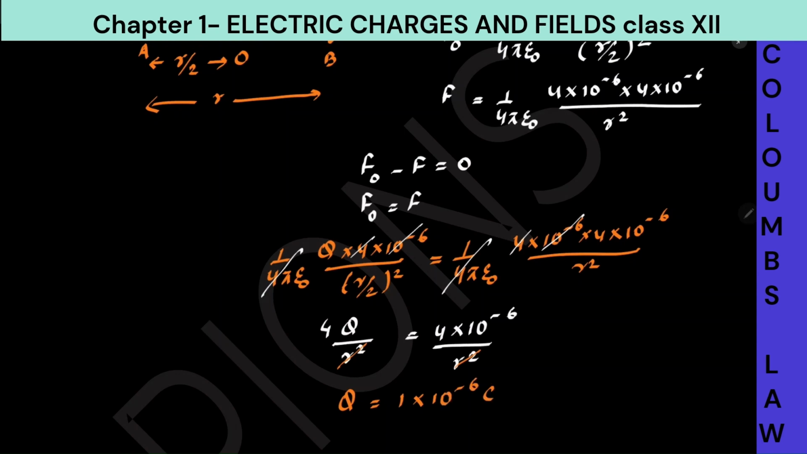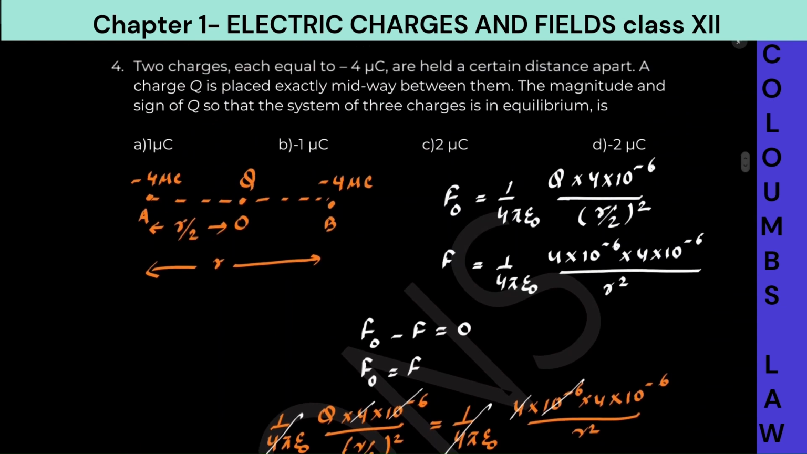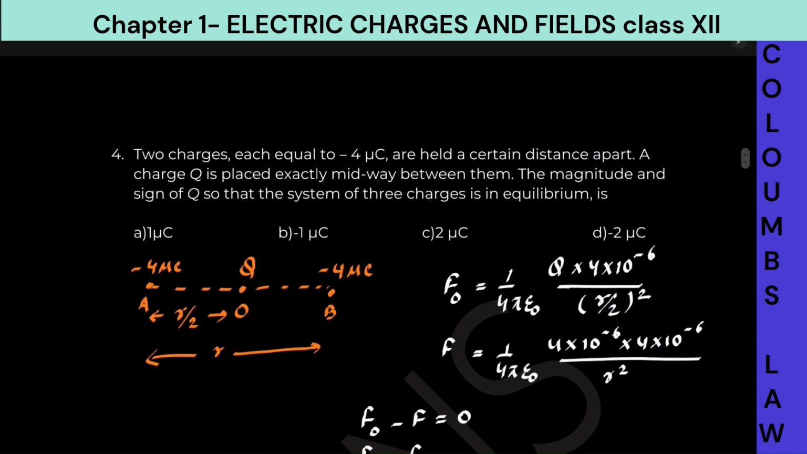So this is our charge. The question asks for the magnitude and the sign. Both the charges are negative, so to keep them in equilibrium, this must be positive. So the correct answer is option A, positive 1 microcoulomb. I hope this is clear.